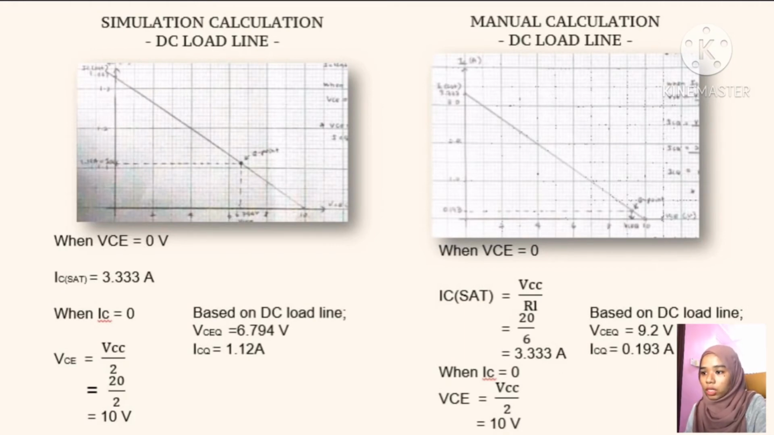So this is the DC load line for simulation and manual calculation. The Q point in simulation is a bit far from the Q point in manual calculation, but based on what we have learned in class, both Q points on the DC load line from simulation and calculation agree with the theory, which is above class B and below class A.